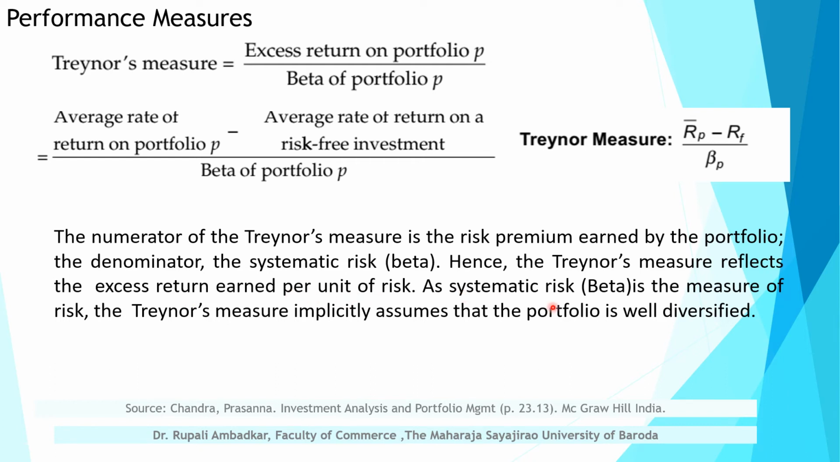As systematic risk or beta is the measure of risk, Treynor's measure implicitly assumes that the portfolio is well diversified. Why do we say so? Because we are using beta as a measure of risk, which means we are believing that the portfolio is well diversified. There is no unsystematic risk, since our measure of risk is beta.